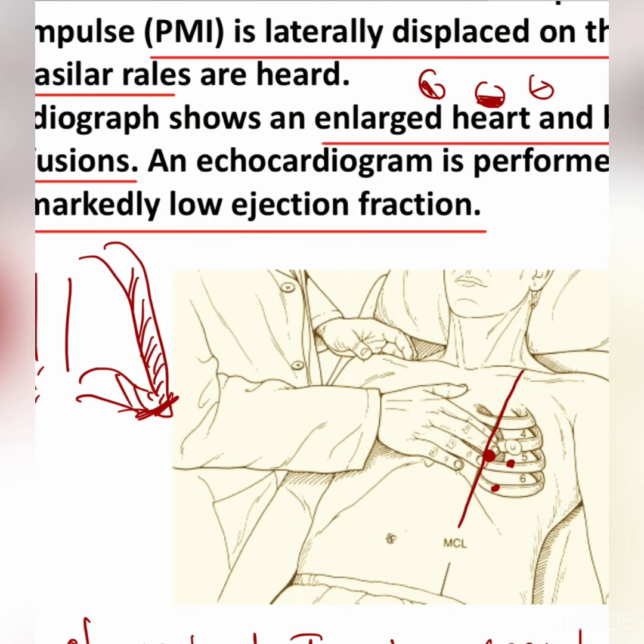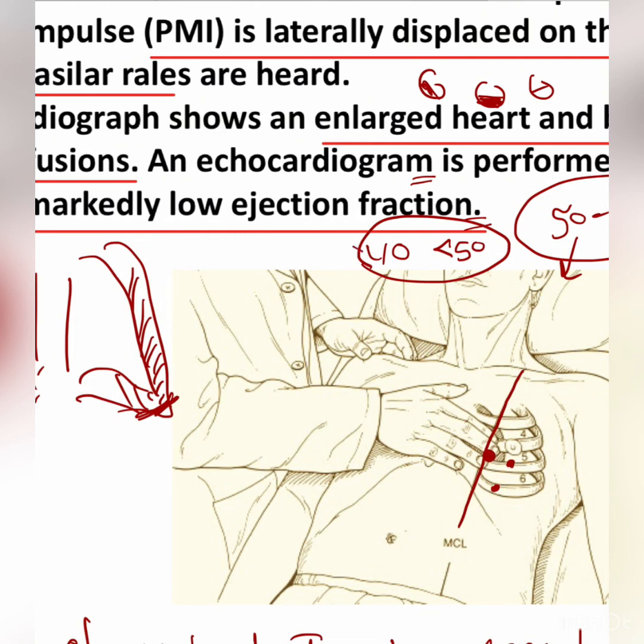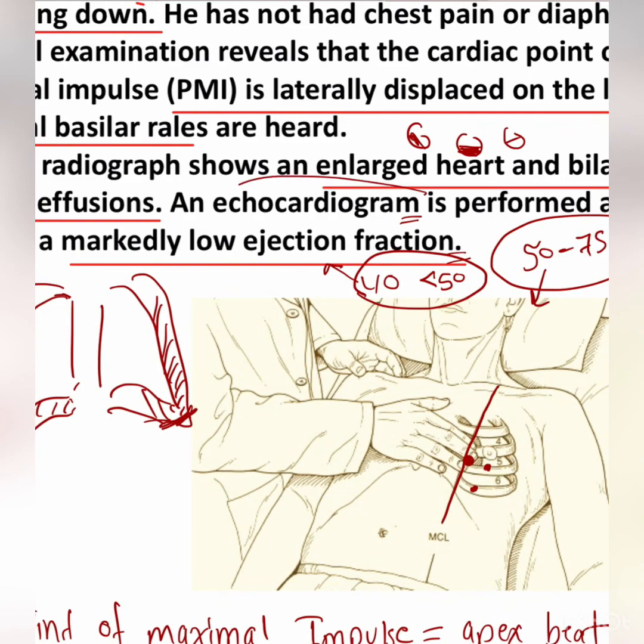An echocardiogram is performed, and the echo reveals a low ejection fraction. Ejection fraction is the index of ventricular contractility, meaning it measures the rate of ventricular contractility, normally 50 to 75%. If it is less than this normal percentage, for example less than 50 or 40, this means low ejection fraction. Low ejection fraction reflects low ventricular contractility, meaning this patient has systolic dysfunction. How did we know from the echocardiogram?